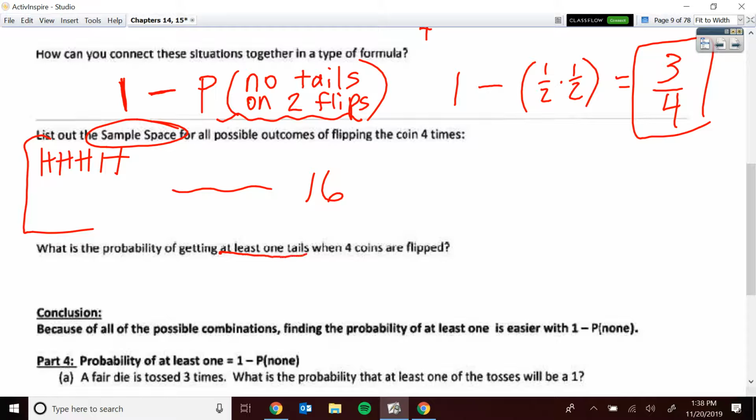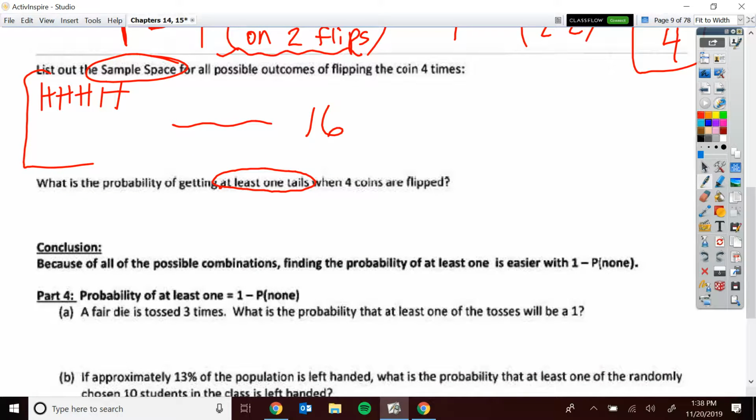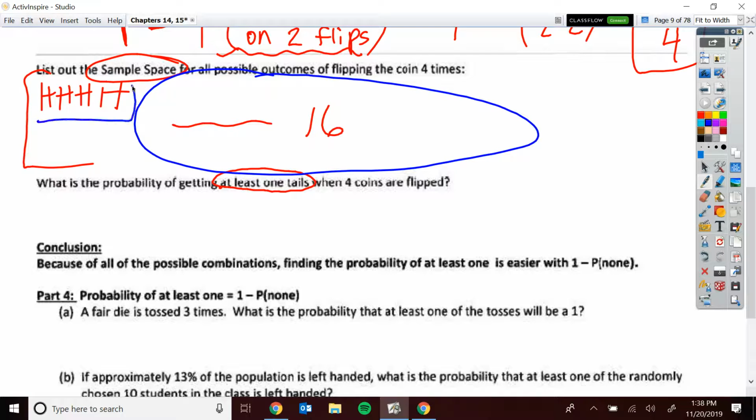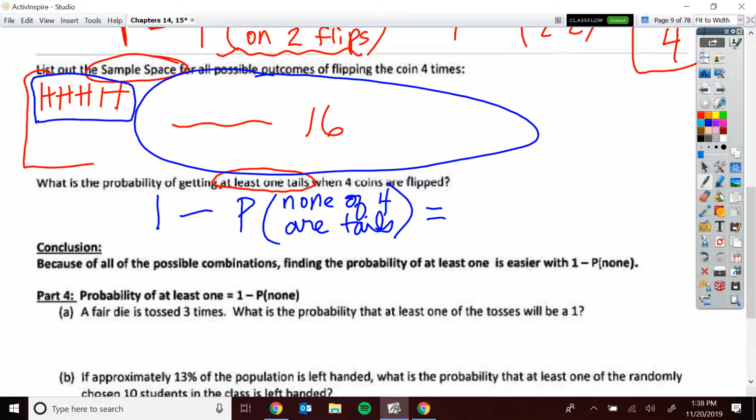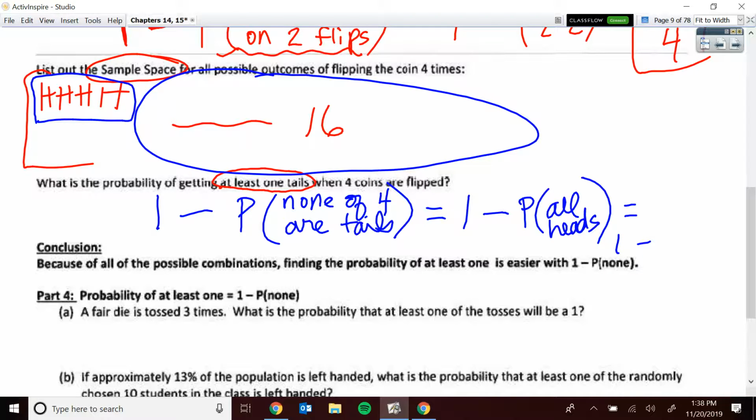So if that's the case, how can you identify at least 1 tails? At least 1 tails is everything except for what? You want all of these, but just not that. That's at least 1 tails. So how can I mathematically do that? 1 minus the probability of none of the 4 are tails. Okay, do that math. Anyway, that's how you would do it. 1 minus, in order for them all to be heads, it would have to be half times half times half times half.